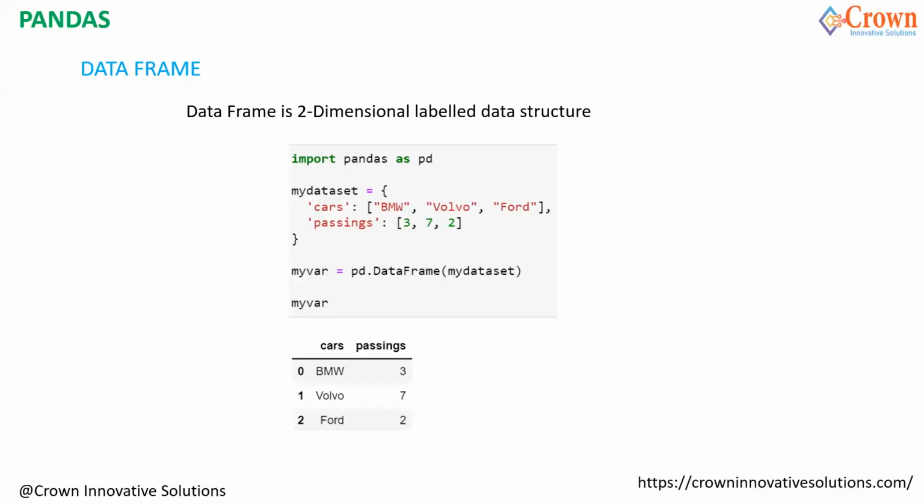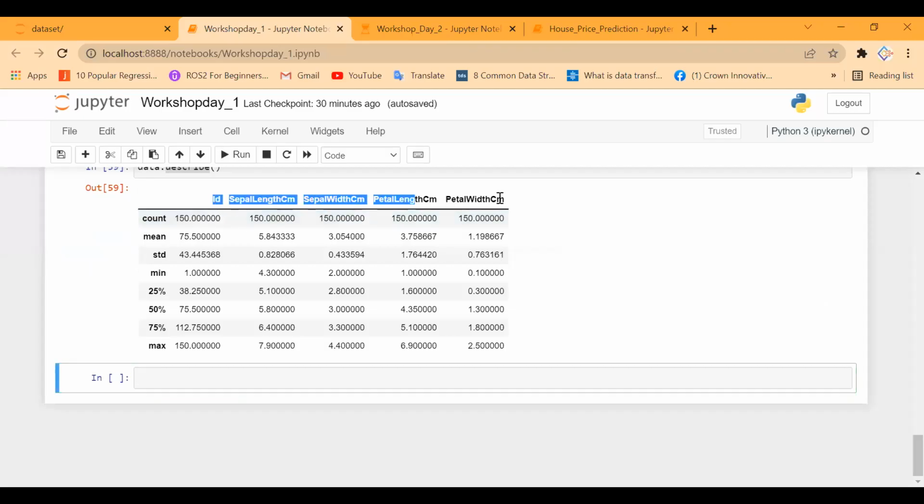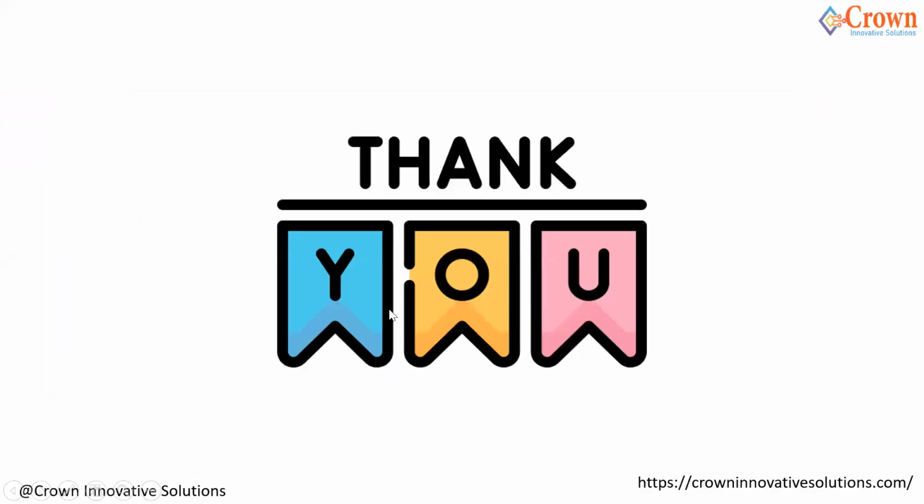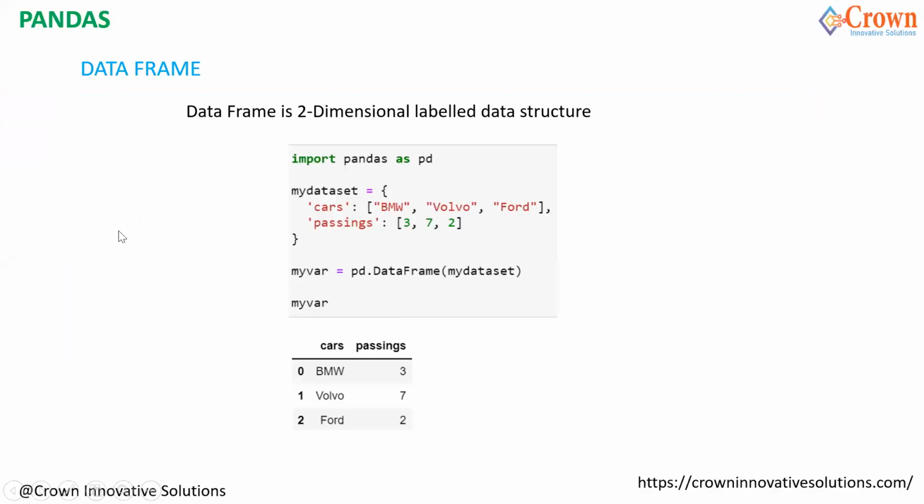A data frame is a 2-dimensional labeled data structure because here we have a lot of rows and columns. See, the labeled data, like this. This is how Pandas will work.